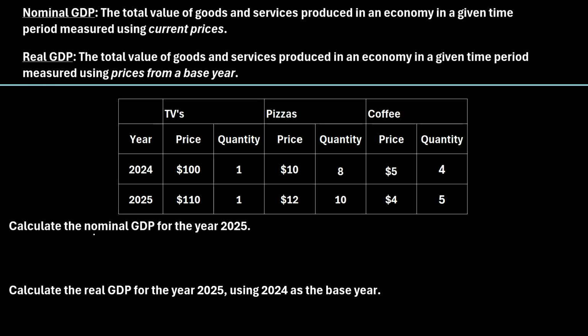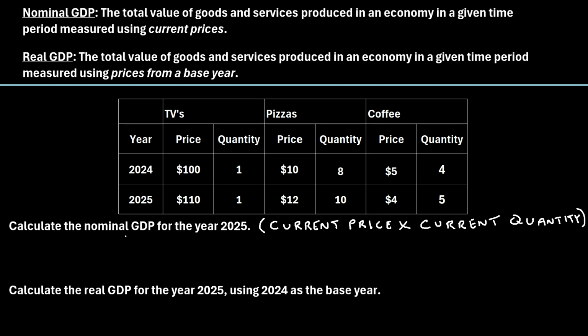Now suppose that we want to calculate the nominal GDP for the year 2025. To calculate the nominal GDP for this year, what we're going to do is take the price in the year 2025 multiplied by the quantity in 2025. So the current price and the current quantity. And we're going to add these values for each of the three goods. So just to make that obvious, I'll write that right here. So we're using the current price times the current quantity.